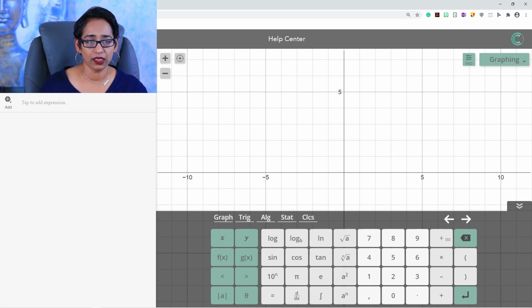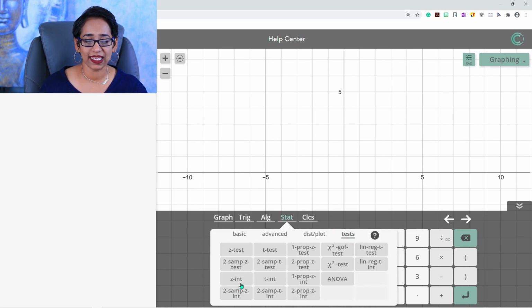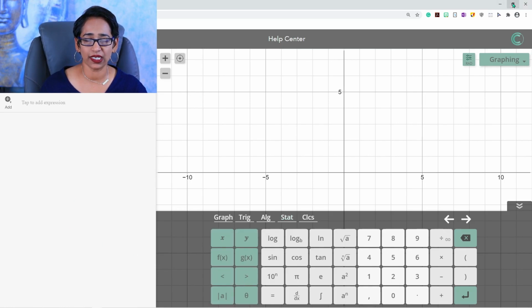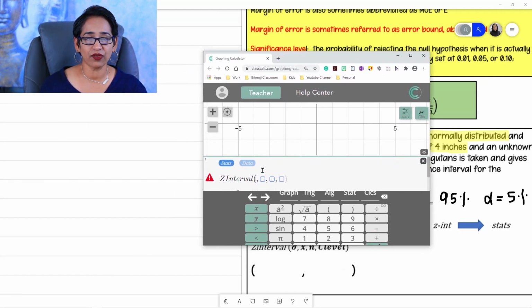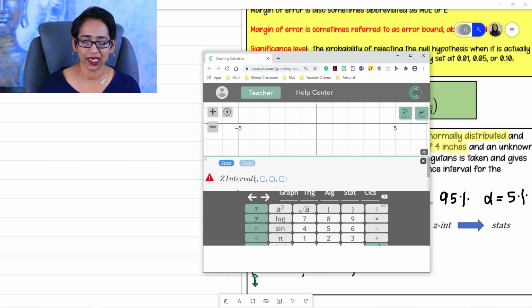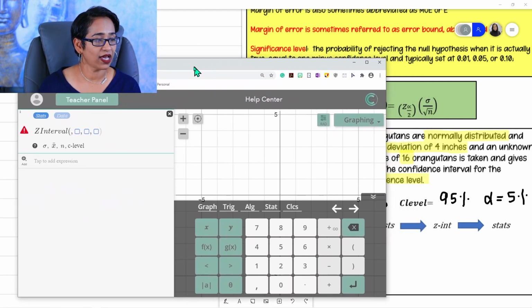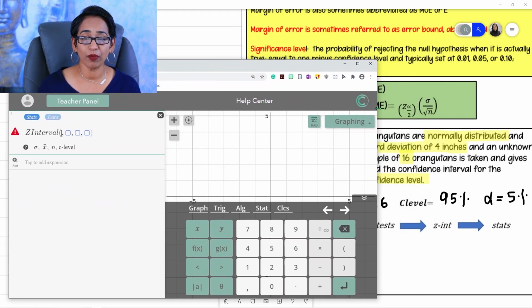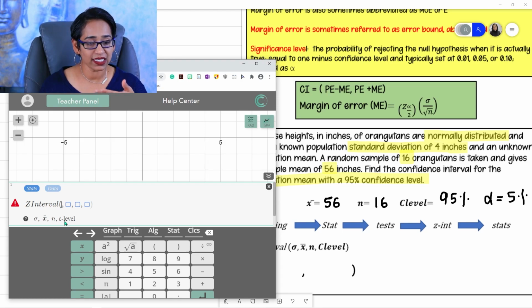Everybody with me? Let me repeat that. Graphing calculator, stats, tests, and then Z-interval. Once you click Z-interval, you will see that this little icon pops up where it says Z-interval with 4 blocks for you to fill up your answers. Let me expand this one so you can see. There you have it, right? I'm going to go ahead and plug in all the values that I have. The way you plug in is given to you right here. So the first thing is standard deviation. The next is sample mean. The next is sample size and how confident are you.